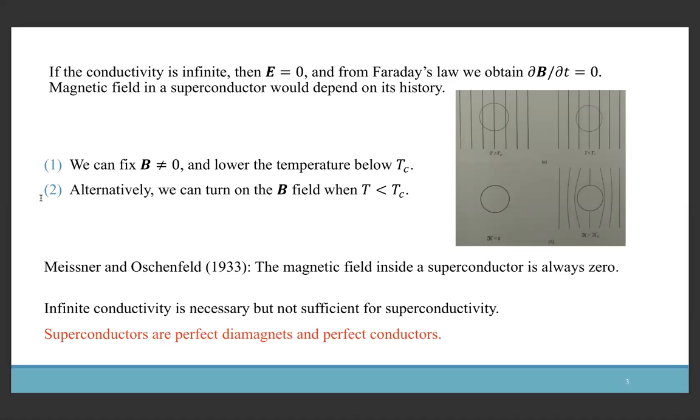Now this dichotomy was resolved in 1933 when Meissner and Ochsenfeld performed measurements on the magnetic field outside a superconductor, and they inferred that the magnetic field inside a superconductor is always zero. So this tells us that infinite conductivity is necessary but not sufficient to describe a superconductor. So in particular, this first panel here would correspond to a perfect conductor, and this second panel here is what happens in a superconductor. So a superconductor is a perfect diamagnet and a perfect conductor.